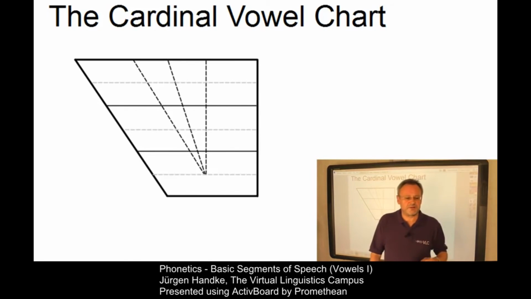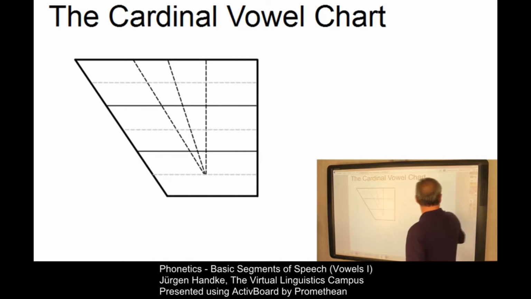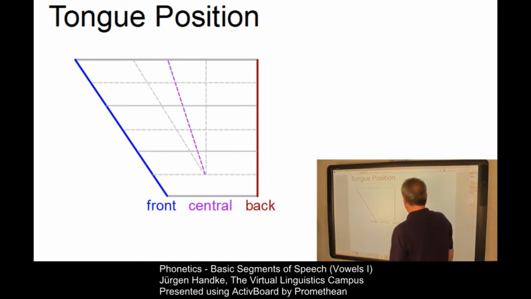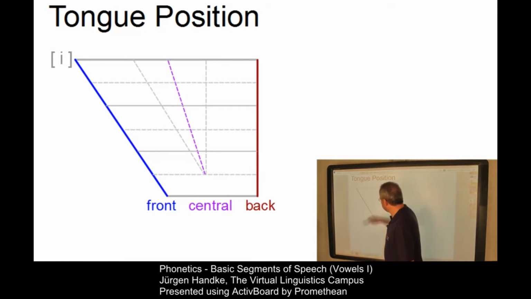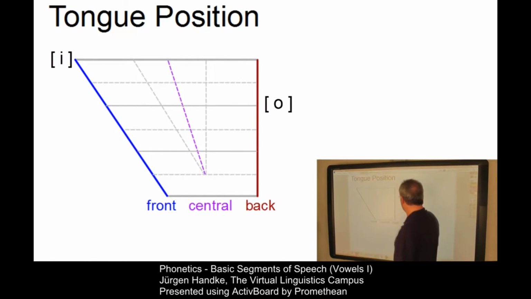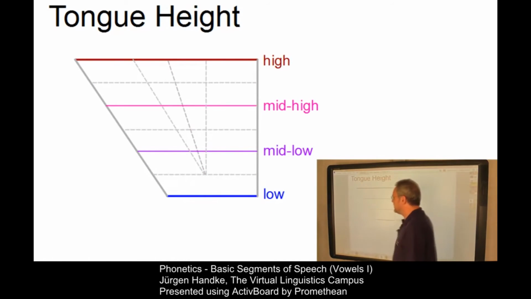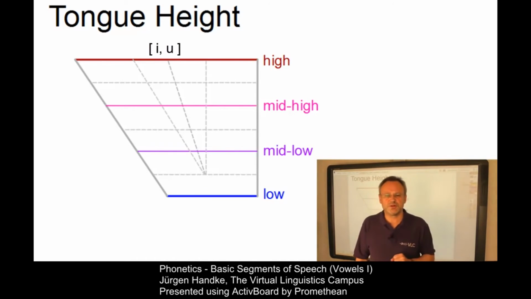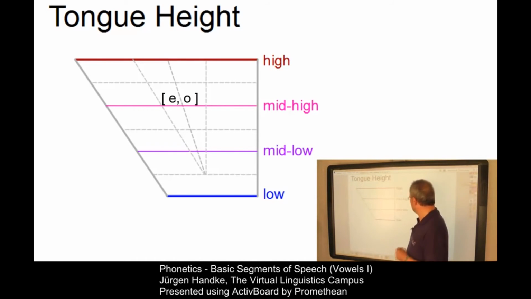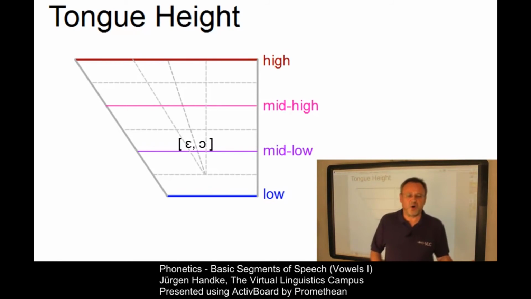Depending on the position of the tongue, that is more precisely, depending on the location of the narrowing in the vocal tract, vowels can now be defined as front, central or back. So a vowel like E would be a front vowel, O would be a back vowel, and A would be a central vowel. And the second parameter, tongue height, allows us to define vowels in terms of high vowels like E and U, mid-high vowels like E and O, mid-low vowels like A and O, and low vowels like A and A.